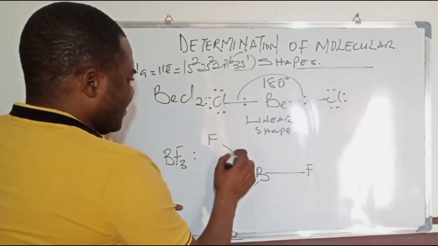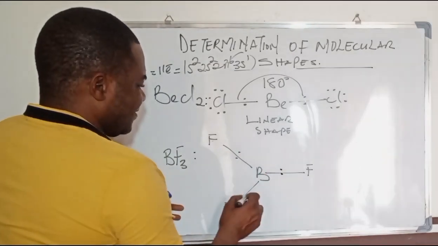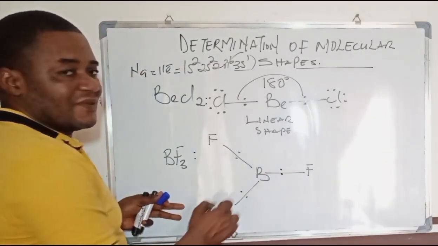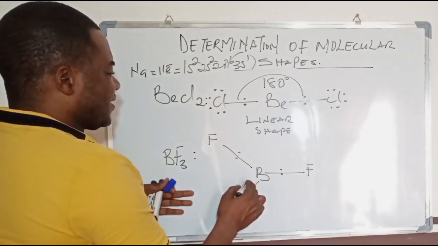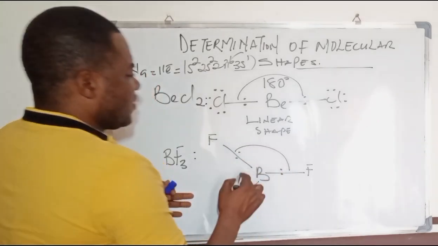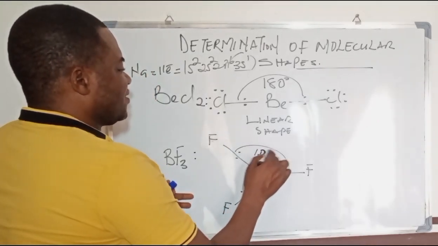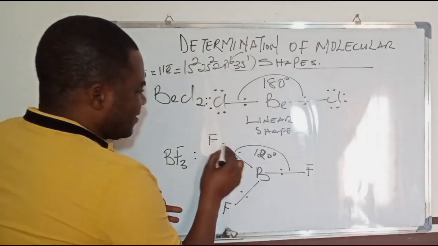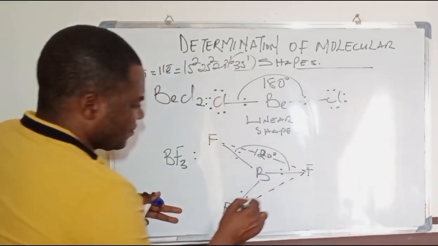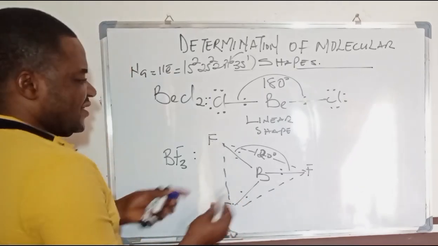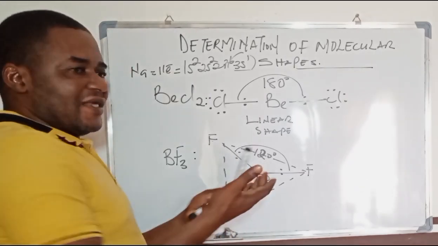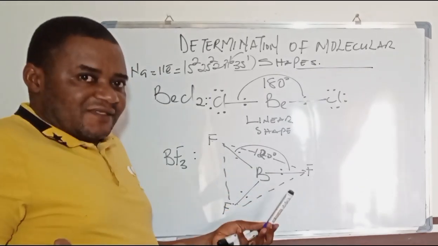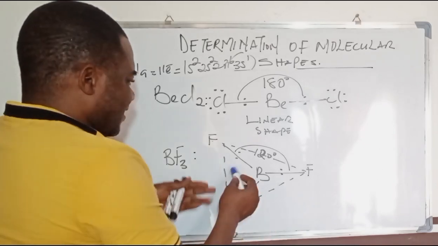So this is bonded. These are bonded atoms. Now, since these are bonded atoms, there is a bond angle of about 120 degrees in this. Now, if you take a look at this shape, this is a planar shape. It looks like it's lying flat on a table. This is a planar shape.